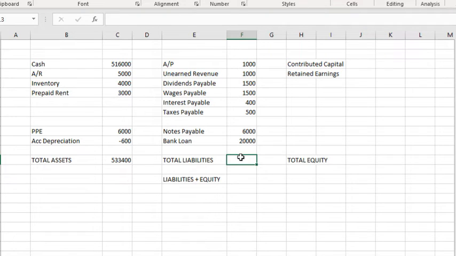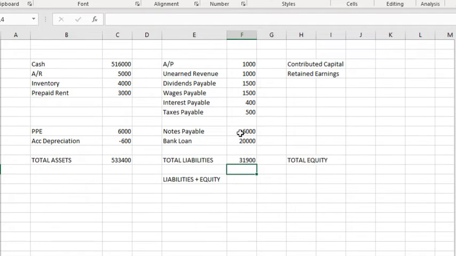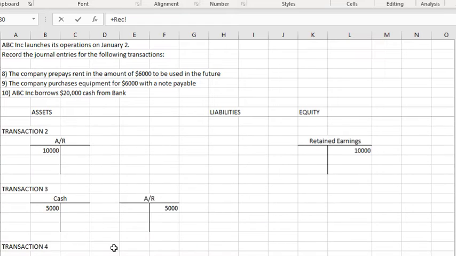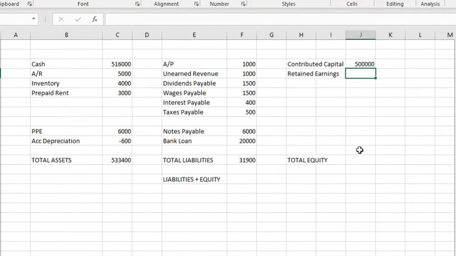And now it's time to sum these up to find total liabilities. So we are going to have a sum. Our total liabilities turn out to be $31,900. And let's take a look at the total equity. We are contributing capital, and that's the very first transaction we did. They issue stocks, and as a result they have contributed capital right here.